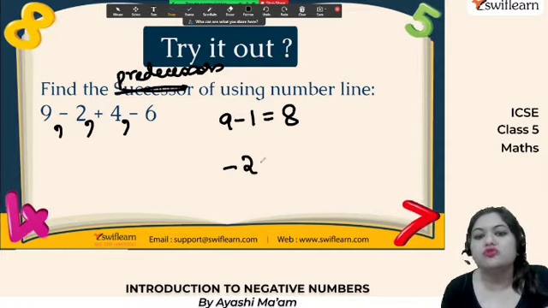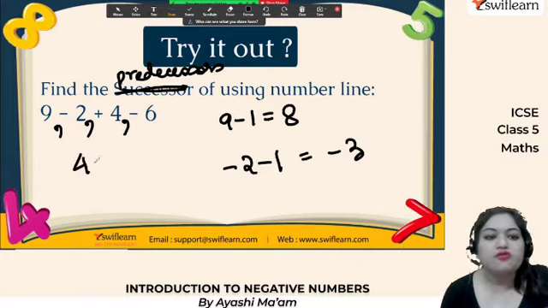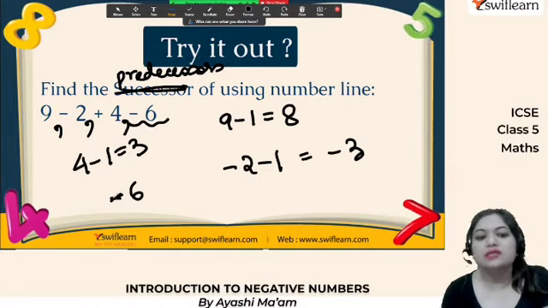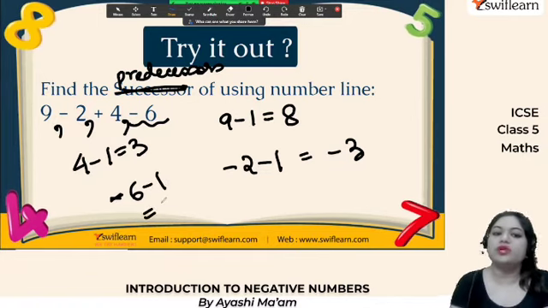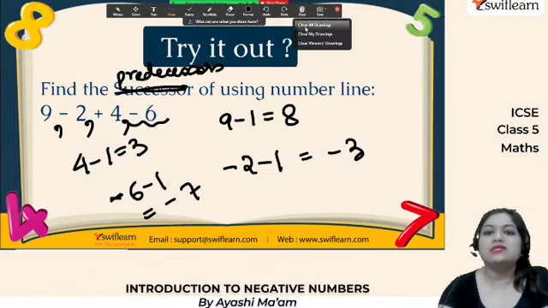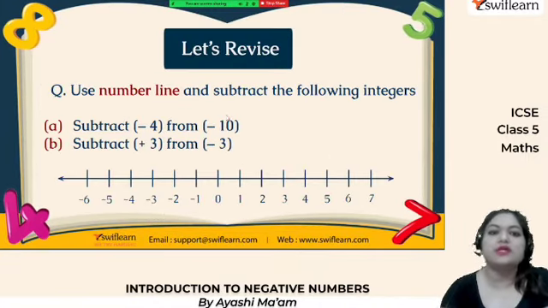Predecessor of -2 will be simply do -1. You will get -3. Predecessor of 4 will be 4 minus 1, that is 3. Predecessor of -6 will be -6 minus 1, because to find out predecessor we simply do minus 1. You will get the answer as -7. Got it? This is how you can find out the successors and predecessors.